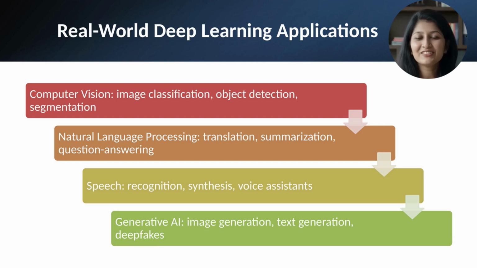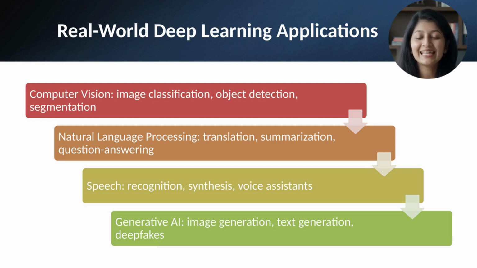Deep learning has transformed numerous domains. Let's explore major application areas and their impact. Computer vision was revolutionized by CNNs. Image classification identifies what's in an image: medical diagnosis from X-rays, quality control in manufacturing, content moderation. Object detection locates and identifies multiple objects: autonomous vehicles detecting pedestrians and cars, surveillance systems, retail inventory management.